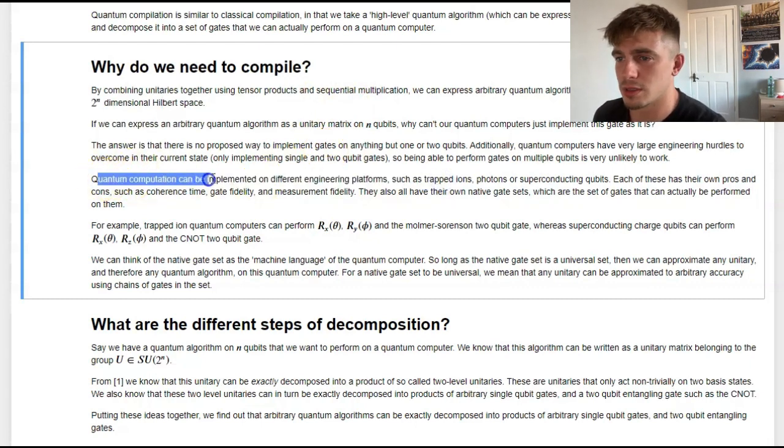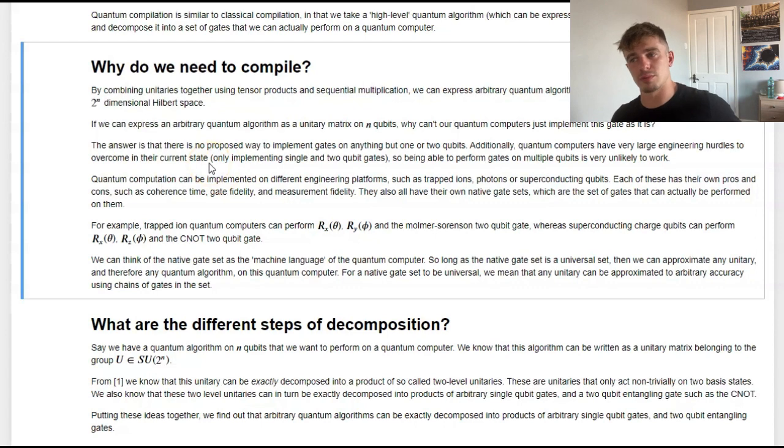Another thing, I can write you a quantum algorithm and you can then implement it on multiple different platforms. You could choose trapped ions, superconducting qubits or photons. Each of these have their own pros and cons. Some have good coherence time, some have good gate fidelity, some have good measurement fidelity. As far as I'm aware, none of them are perfect. There are trade-offs involved in them all. And similarly, they all have their own native gate sets. So the gates that you can actually perform on Google's Sycamore chip are not the same gates that you can perform on, say, a trapped ion quantum computer.